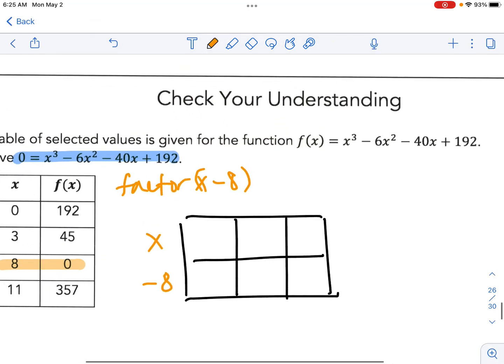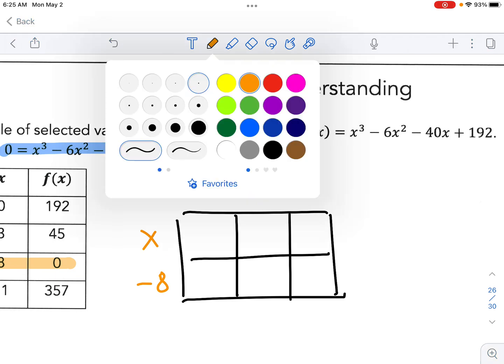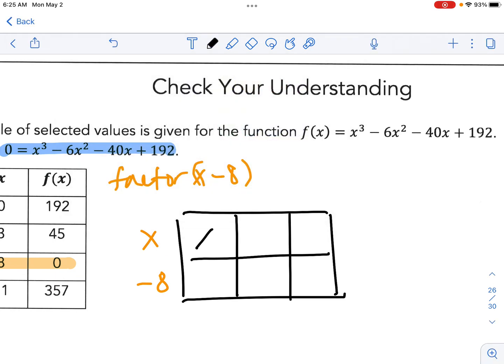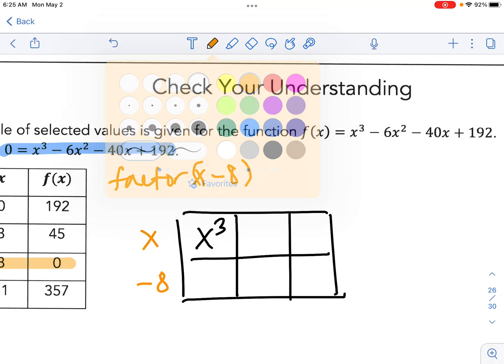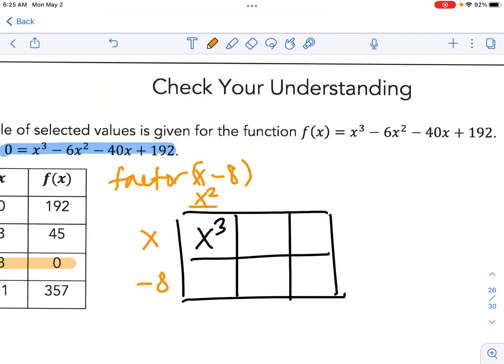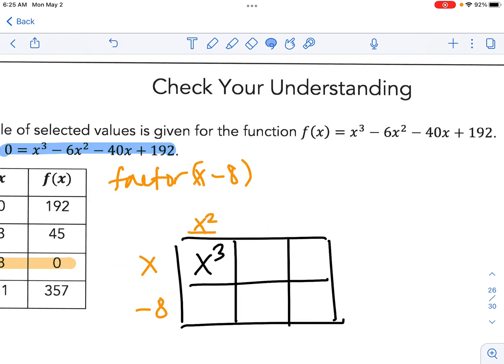And x and minus 8. And so we know that we have an x cubed here as our first square. We know we're going to have a 192 in the last box, but let's let this play out. Okay, so let's play fill in the blank. This needs to be an x squared. I'm going to move this down a little bit. There we go. And then let's play the multiply game. This times this is negative 8x squared.